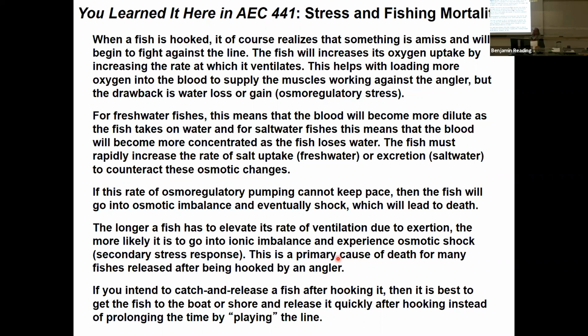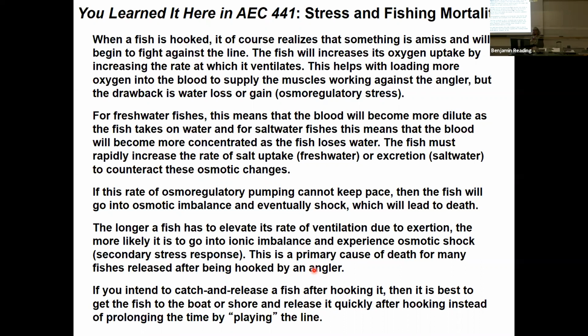Don't sit there and play the line, because if you're going to do that, you might as well take it off the hook and throw it in your cooler, because even if you release it and it swims away, that fish is probably going to die an hour or so later. Because it might look like it's okay, but if it cannot overcome this osmoregulatory stress, it most likely will die an hour or so later. Or at the least, it's very much vulnerable to predation by something else, because it takes a long time for a fish to recover from this. Even if you're fighting it for 5 or 10 minutes, it might take it several hours to fully recover.